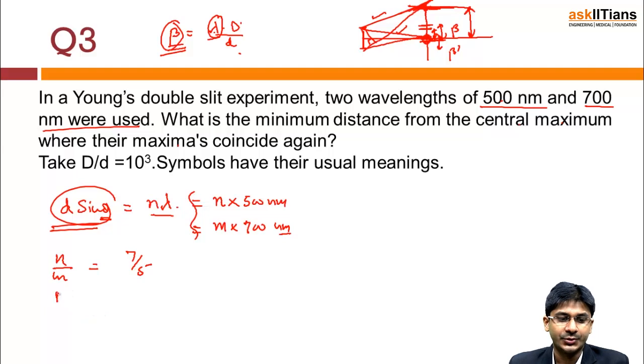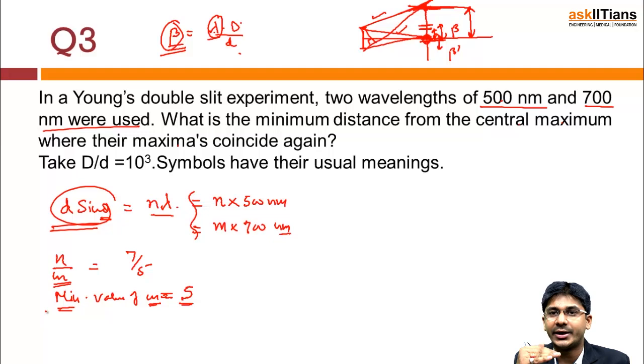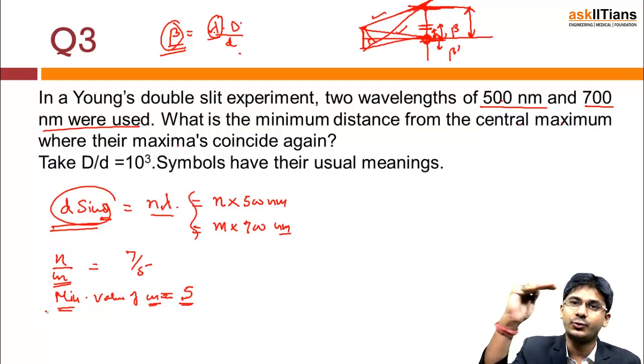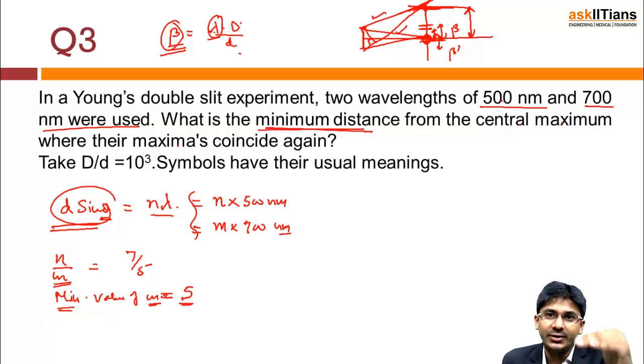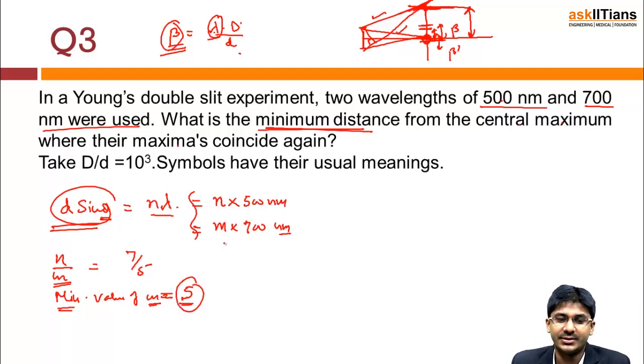So the minimum value of m is 5, integral value of m, right? Because otherwise the value of n won't be an integer. So the minimum value of m should be 5. Okay, obviously, why I am saying minimum value is because later on also, once it coincides again at this value, again it will come out of sync, and then again it will coincide at some other point. So you have to find out the minimum distance. When the first time it happens that it again coincides, then it will again coincide later on, but we are bothered only about this portion. So the value of m is this.